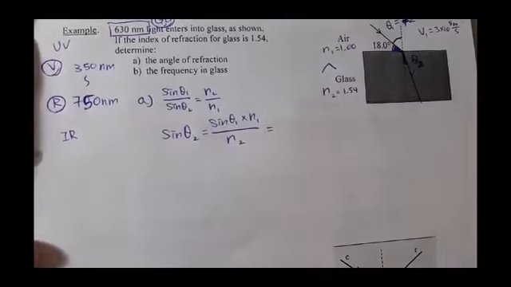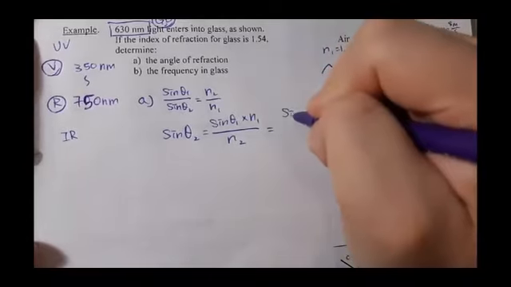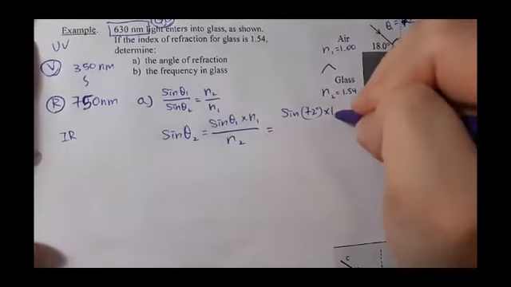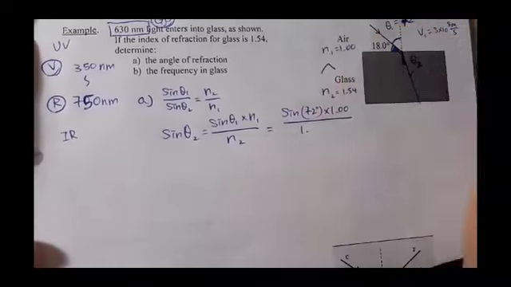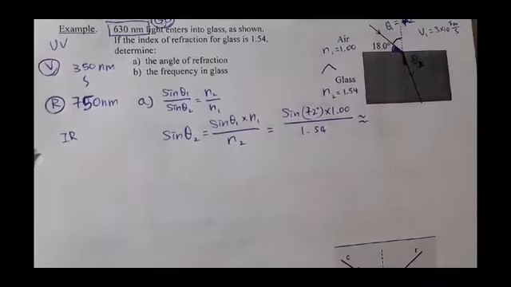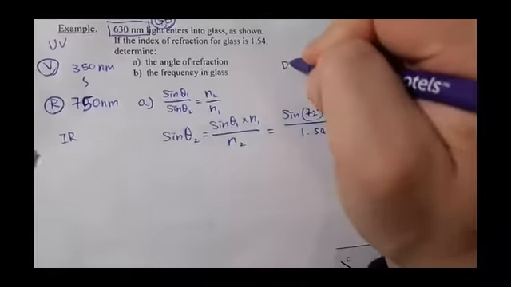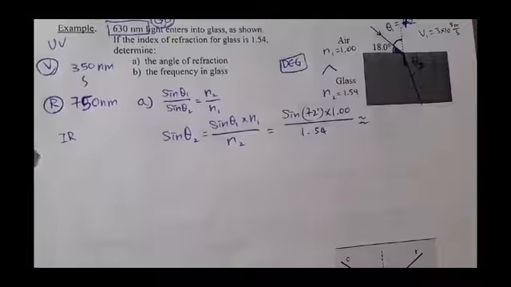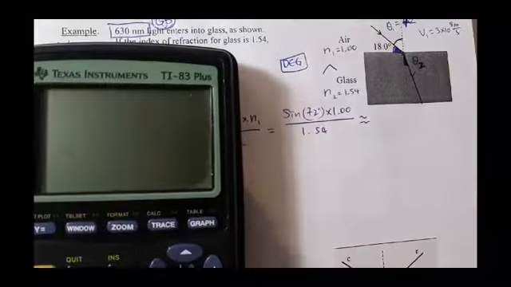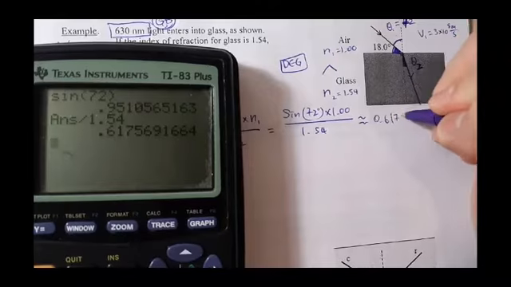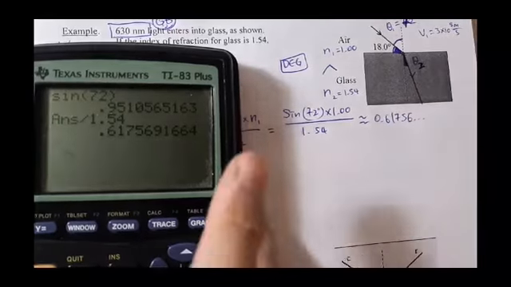Now, let's punch some of the numbers in. Sine 72 degrees times n1, which is 1.00, divided by 1.54 will give me a nasty number. Don't forget to change into degree mode, by the way. Holy moly, don't put it in as radians. So, we get that nasty number.